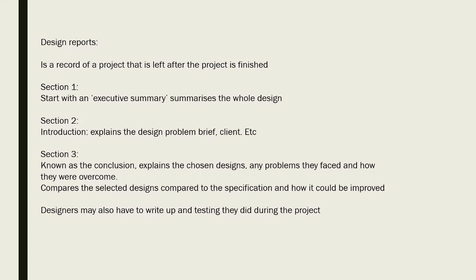Then section 3 is known as the conclusion. It explains the chosen designs, any problems they faced and how they were overcome, and compares the selected designs to the specification and how they can be improved. That is something you do quite a lot, and you will be doing it in your design and evaluation sections. Designers may also have to write up any testing they did during their project as well. It's fairly similar to the folder you're doing at A level, but it's a more academic document. You're still saying this is the product we came up with, and then the rest of the folder is showing how you came up with what you did.